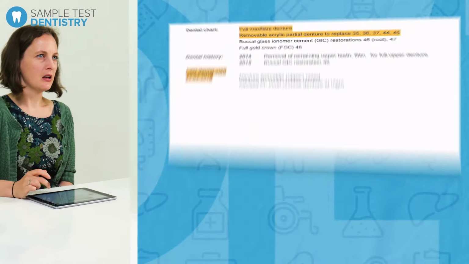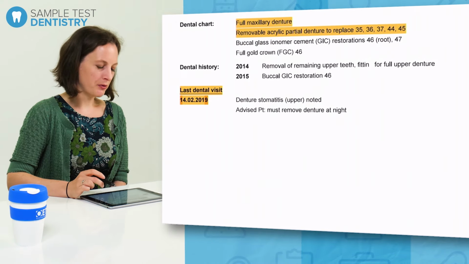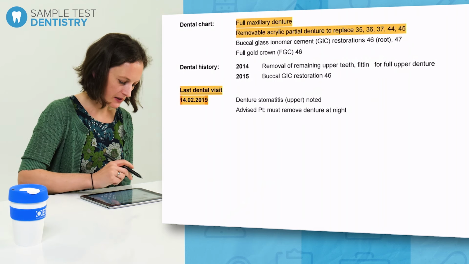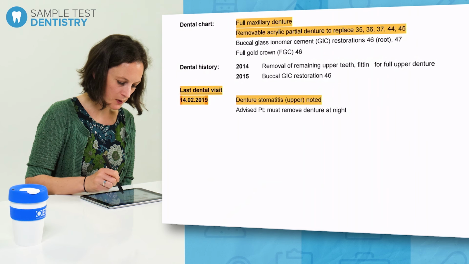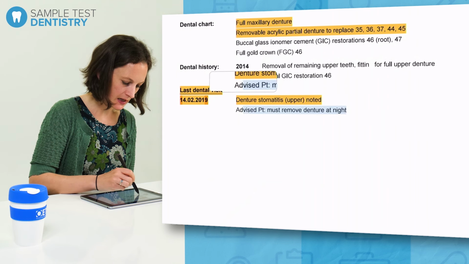I won't be covering the information chronologically because there isn't enough detail in the first visit, so instead I will opt for a thematic structure. The February visit mentions the presence of denture stomatitis and that the patient was advised to remove the dentures at night.